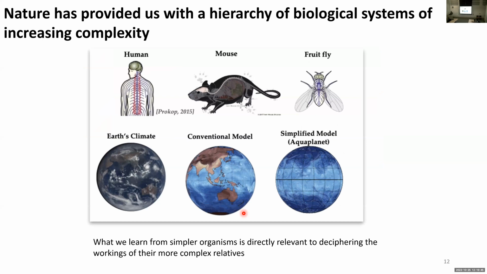For example, nature provided us a hierarchy of biological systems of increasing complexity. In medical science or biology, people started to understand the mechanisms in organisms from bacteria, fruit flies, and mice, then to the human. And what we learn from the simpler organisms can be applied to the complex organism. In the same way as with our climate model, we need very simple models to advance our understanding.